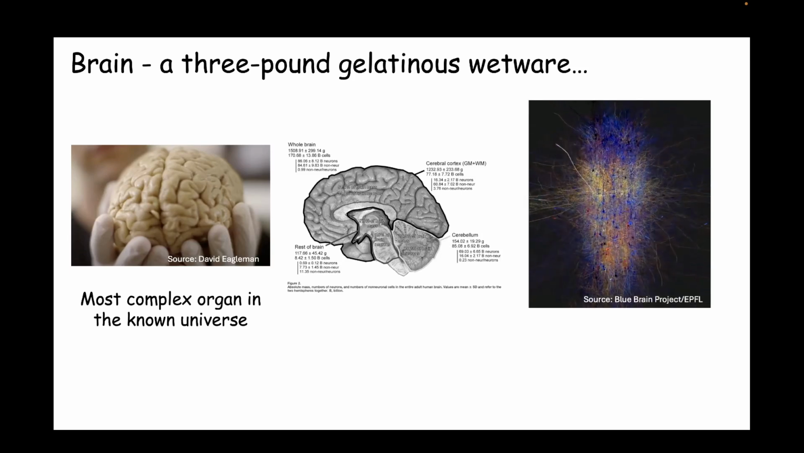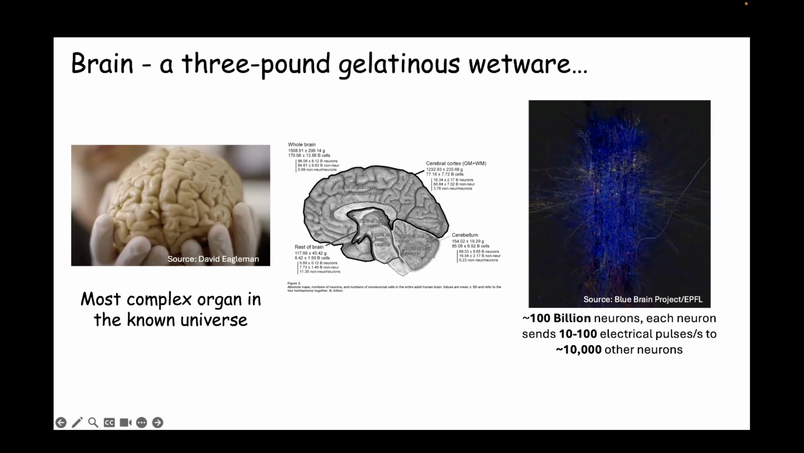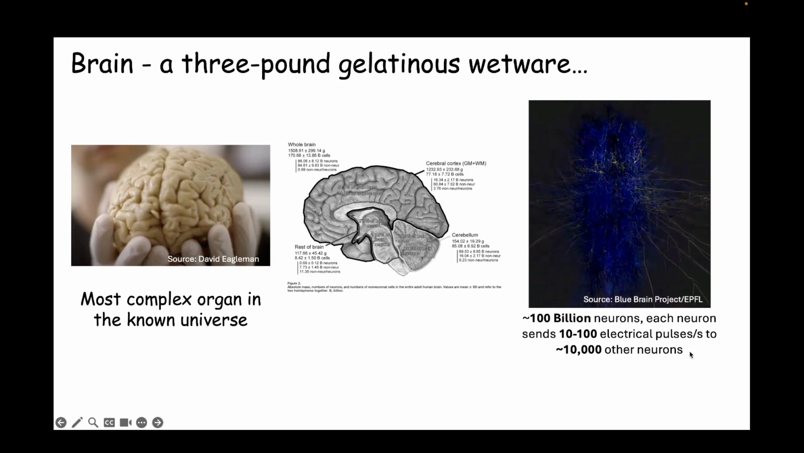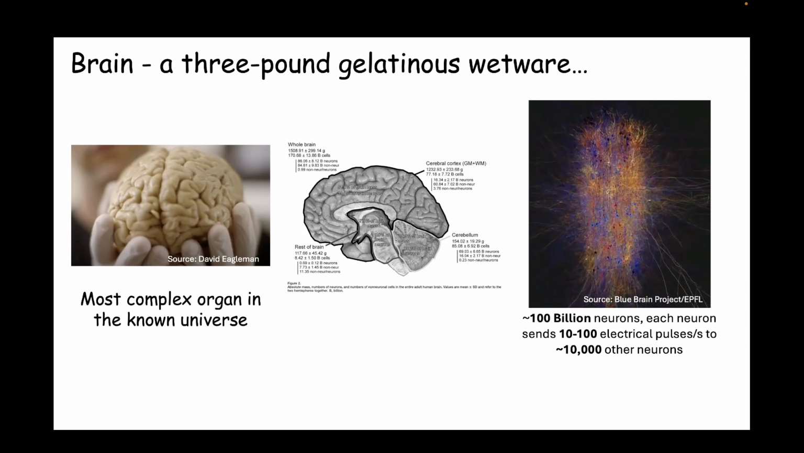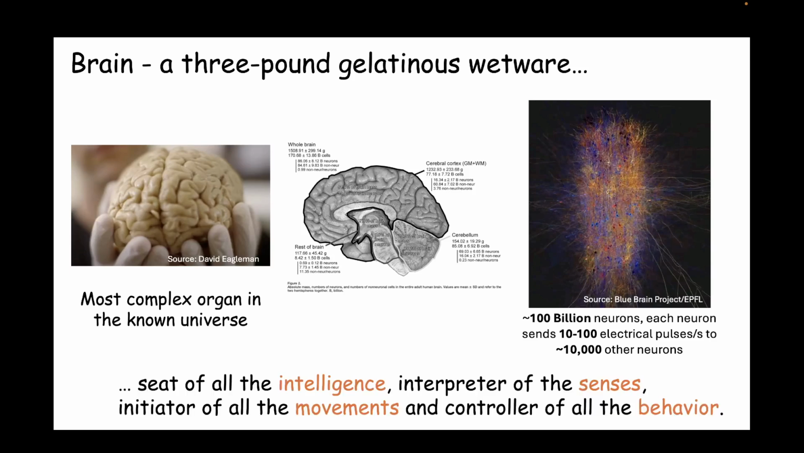The average human brain has around 86 billion neurons, and that is why it's also complex to study the interaction between these neurons. So with these around 100 billion neurons, each neuron sends around 10 to 100 electrical pulses to other neurons per second, and to approximately 10,000 other neurons. At this complexity, it is known to be the most complex organ in the known universe, and of course, it's the seat of all intelligence and interpreter of all the senses, and also initiator of all the movements and controller of all the behavior in your day-to-day lives. So it's such an awesome thing to study the brain and understand its underlying principles.